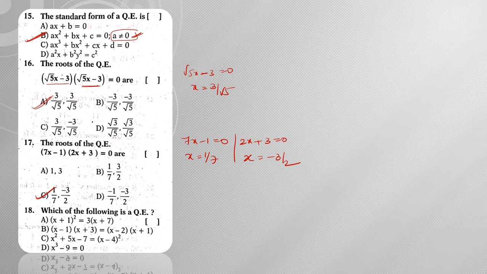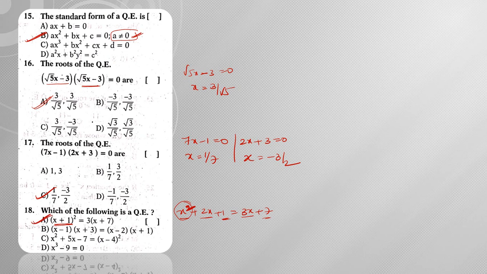Next, which of the following is a quadratic equation? This is one of the standard types of questions. Here if you open this up, you are going to get x square plus 2x plus 1. On the right hand side, you are going to have 3x plus 7. Clearly if you observe, you have only one x square term, and this x term, and this constant. A quadratic equation depends on the degree. If you have an x square term, then we can say that it is a quadratic equation. Clearly option A will be my answer.